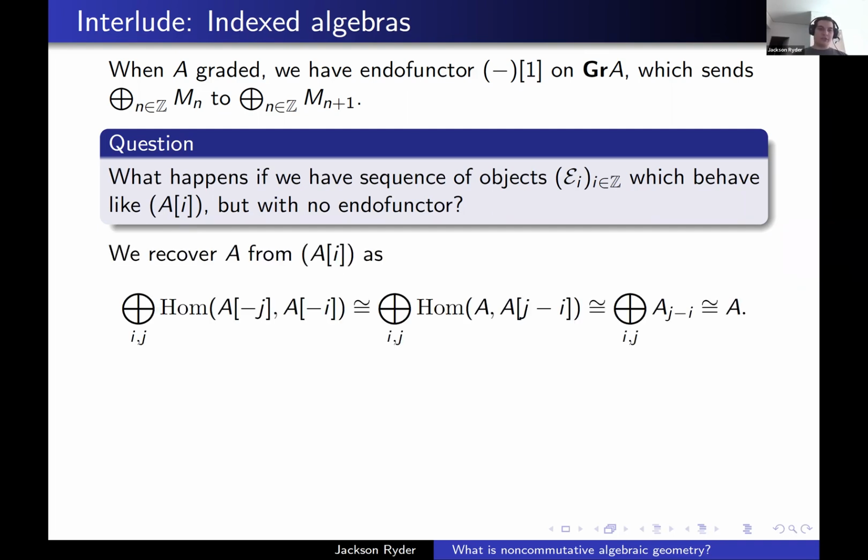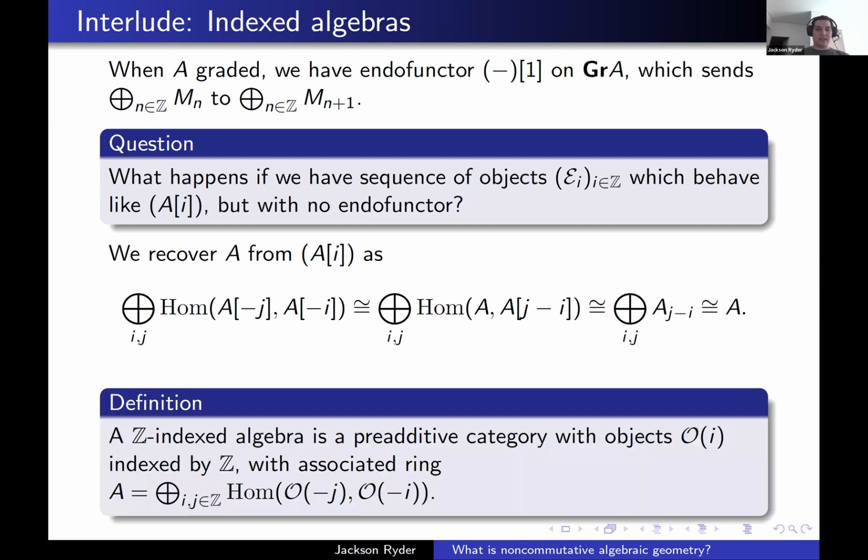So if we go back to looking at our graded ring, we can recover it from this sequence by just looking at the sets of morphisms between the objects in this sequence. So we had this chain of isomorphisms here, which shows how we can recover our ring from just this sequence of objects. So this is the motivation behind defining these indexed algebras.